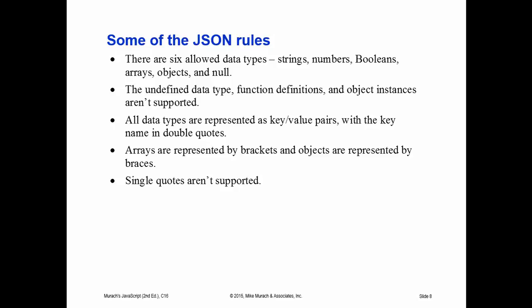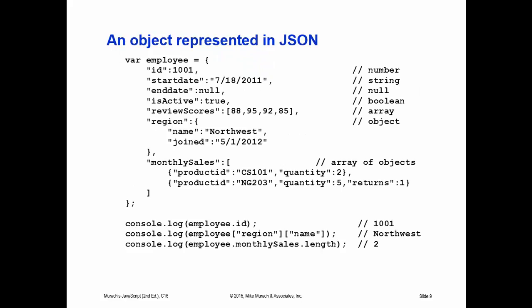So let's take a look at an object that's represented here as JSON. So we've got var employees equal. So really it's everything that's in between here and here.